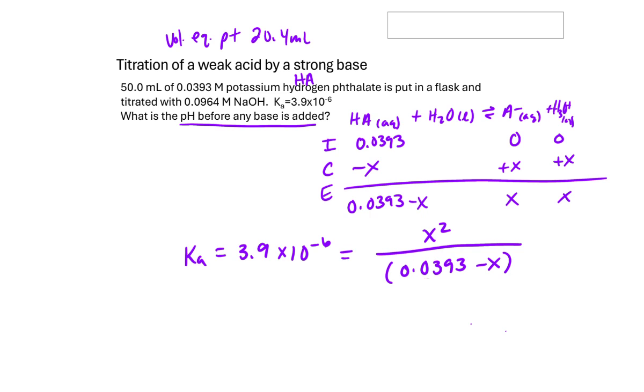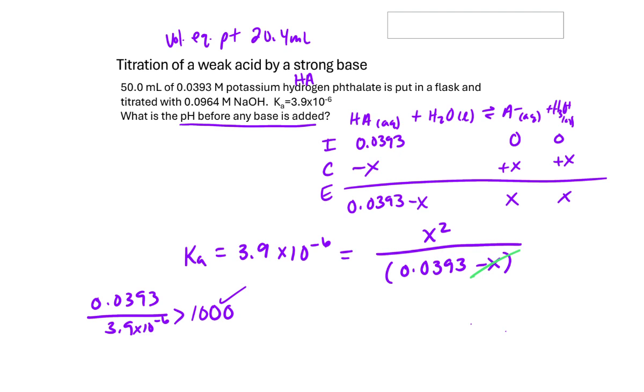Check the assumption that X is small relative to 0.0393. The simplest way is to divide the initial concentration of HA, 0.0393, by the Ka, 3.9 times 10 to the minus 6. If this is greater than 1,000, then our assumption is valid. And in this case, yes, it is. It's in fact over 10,000. So we can assume that X is small in the denominator.